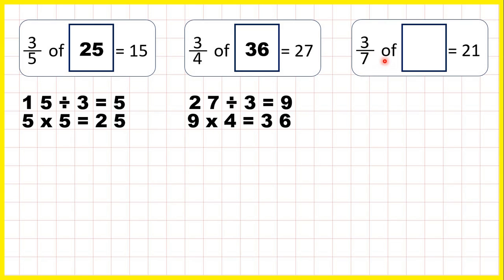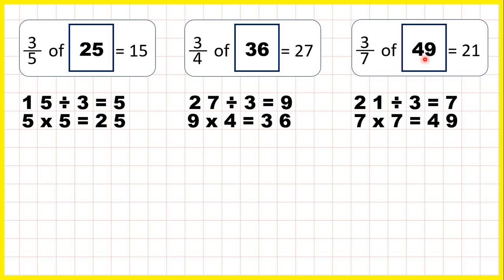Now 3/7 of what is 21? We can start by dividing 21 by 3, so dividing by the numerator, that gives us 7. Then we can take that 7 and multiply it by the 7 that's in the denominator. 7 times 7 is 49, so that's our missing number. And again, let's check that this works. 49 divided by 7 is 7. 7 times 3 is 21.